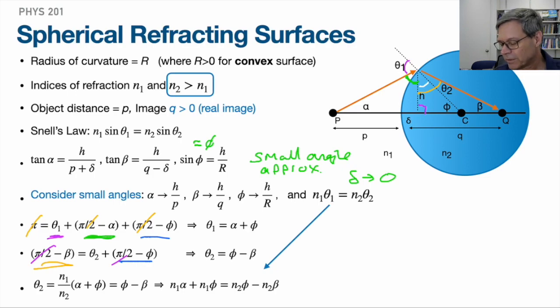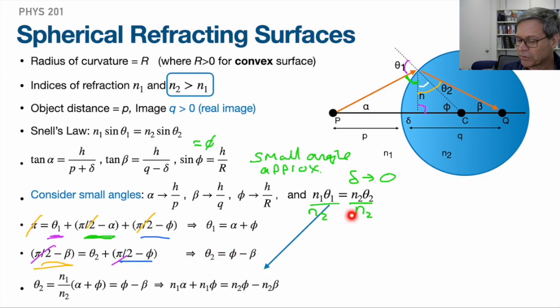From Snell's law, we can solve for theta 2 by dividing each side by n2. So theta 2 is just n1 over n2 times theta 1. What was theta 1? It was alpha plus phi. So n1 over n2 times alpha plus phi equals, well, what does it need to equal? It's just theta 2. And what was theta 2? Phi minus beta, based on this second expression down here.